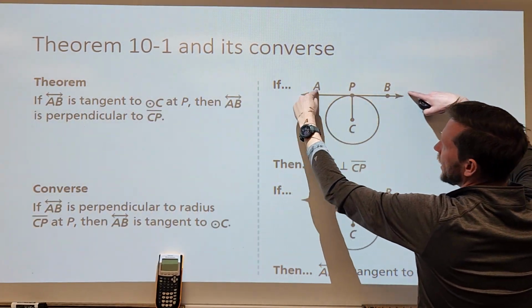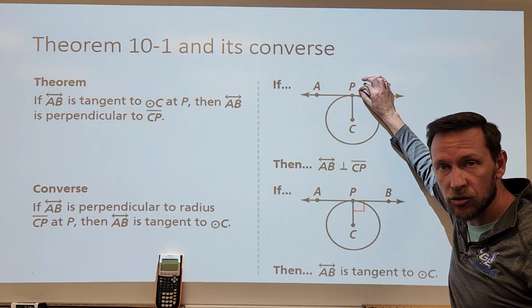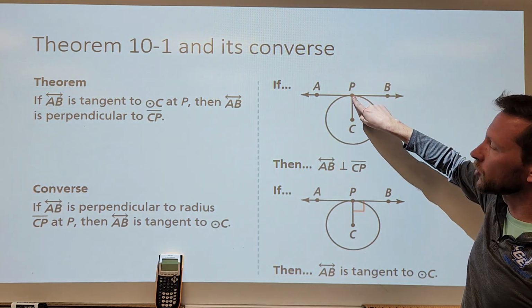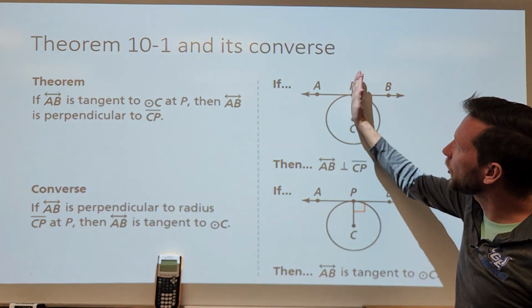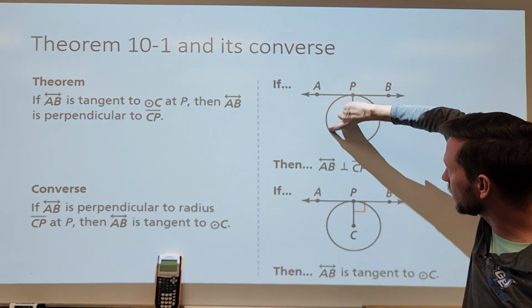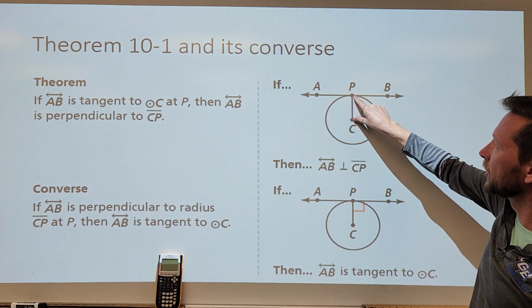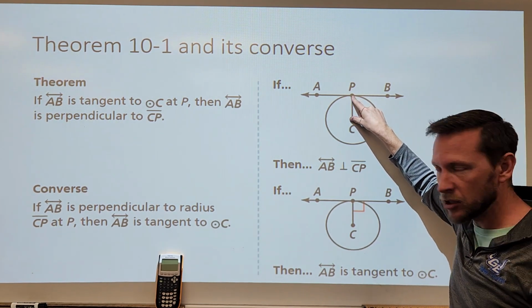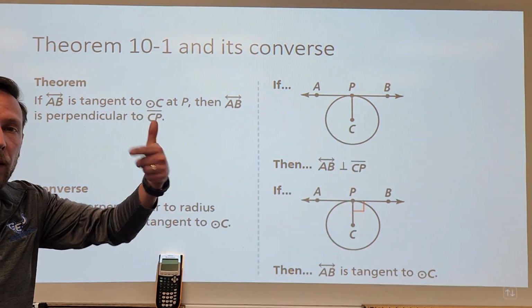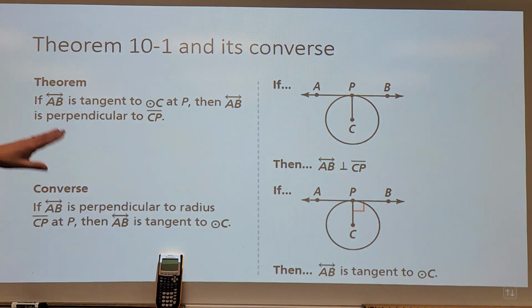So here line AB is tangent to the circle C, with P as the point of tangency. That means that if this line is tangent to the circle C at point P, then it is perpendicular to the radius CP. All right? Not any radius, but specifically this radius that touches the line AB at that point of tangency P. And if these are perpendicular, then that means that we know that we have right angles. It means that we can draw right triangles, etc., etc., etc.